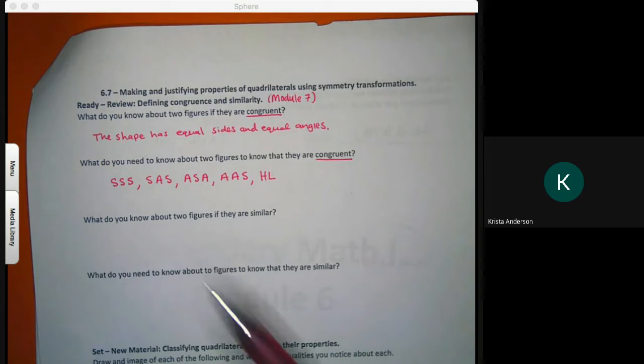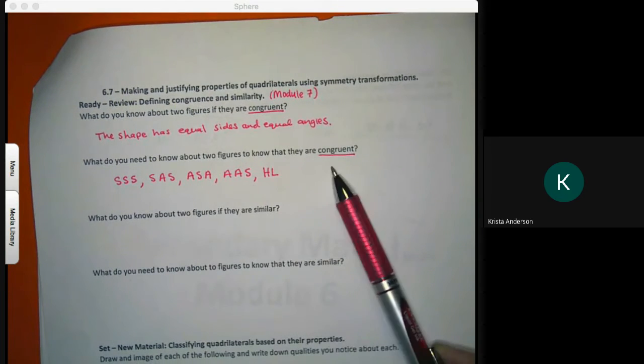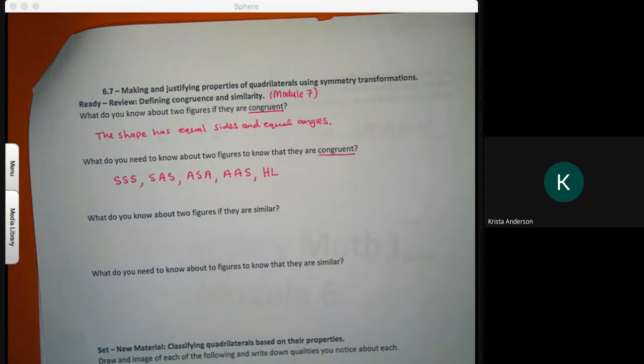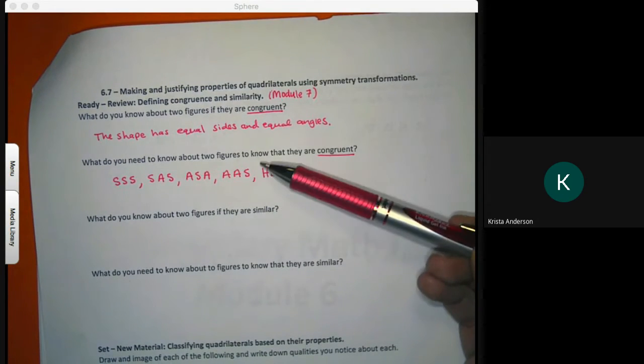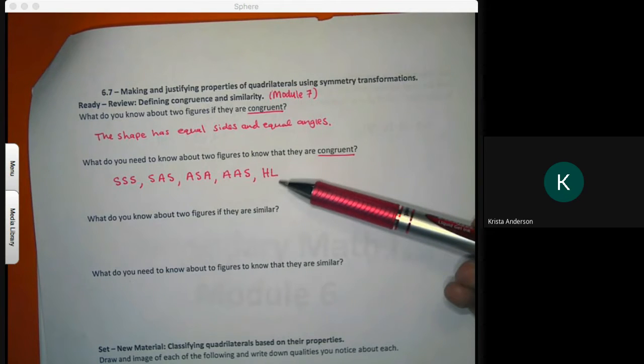Have any of you seen these congruent statements before? Yeah, they look a little familiar. In Module 7, we'll go into looking at pictures so you can see what they look like when they're congruent by these.